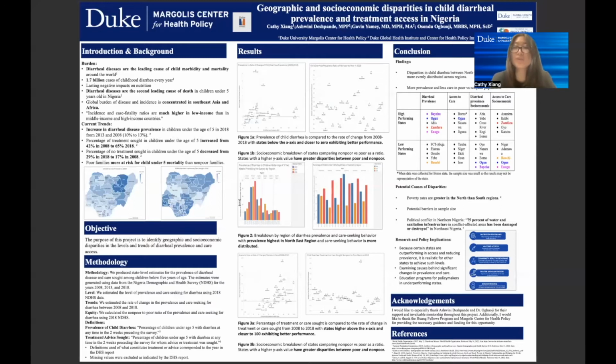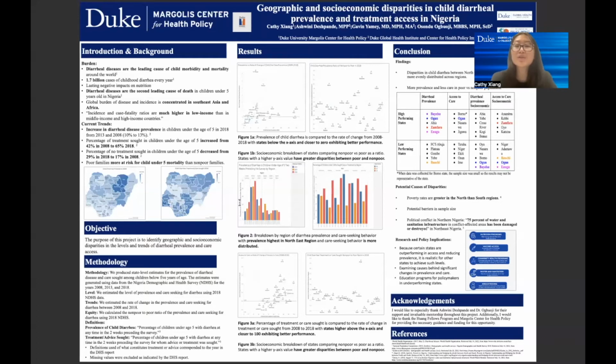To evaluate the state-level performances, levels, which was prevalence and care seeking in 2018, trends, which was the 2008 to 2018 rate of change, and equity, which was the non-poor to poor ratio, were measured. When generating the estimates, definitions of terms such as prevalence of child diarrhea and treatment or advice sought were taken directly from the Demographic and Health Survey indicator definitions.